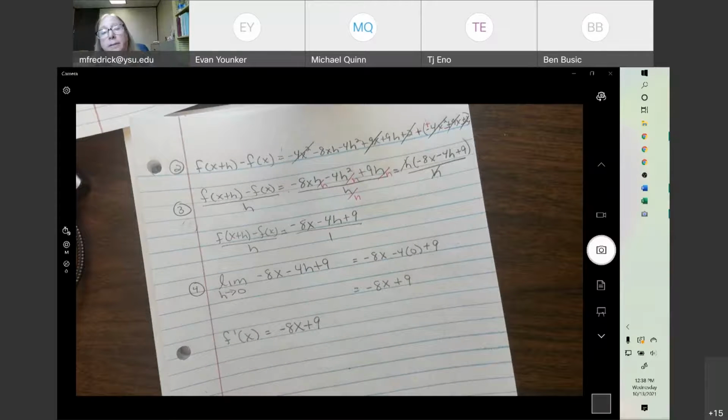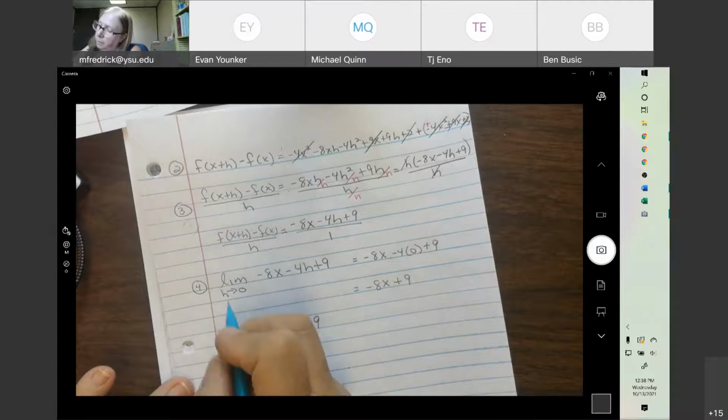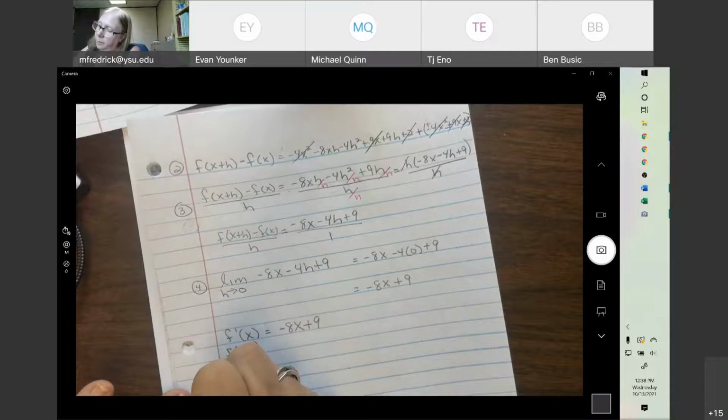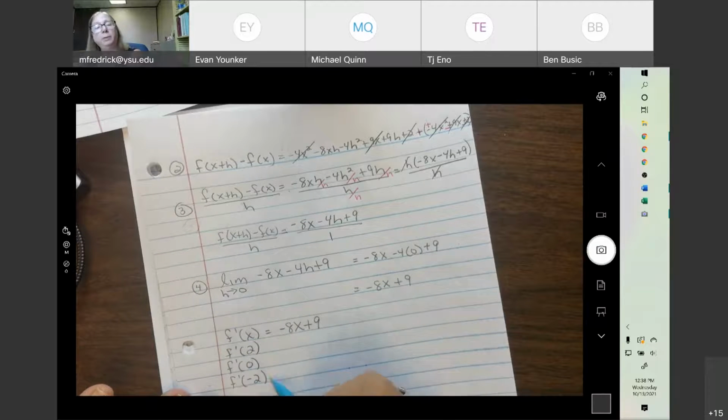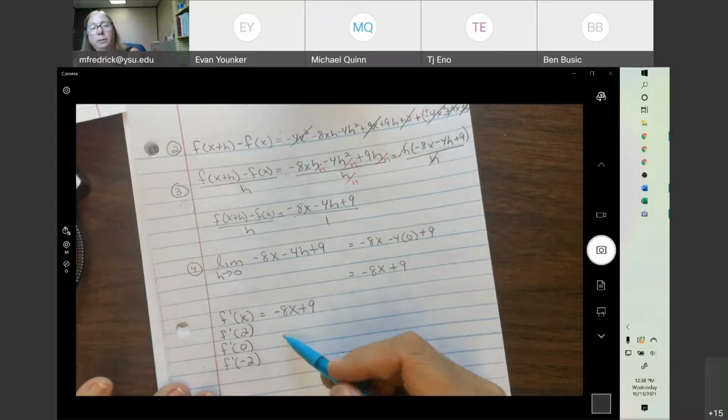So our derivative is negative 8x plus 9. Any questions on that? Now, if they asked us after that one, they could ask us for f prime at 2, f prime at 0, f prime at negative 2. You wouldn't have to keep doing it. Once you do it for x, then you just plug into this value.